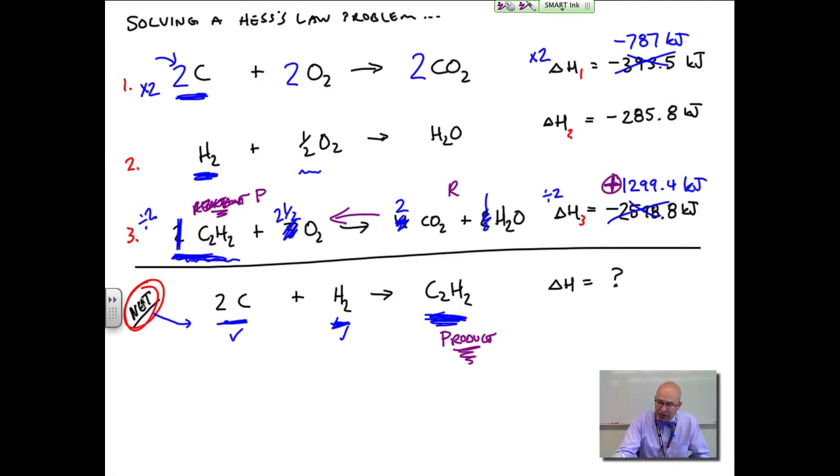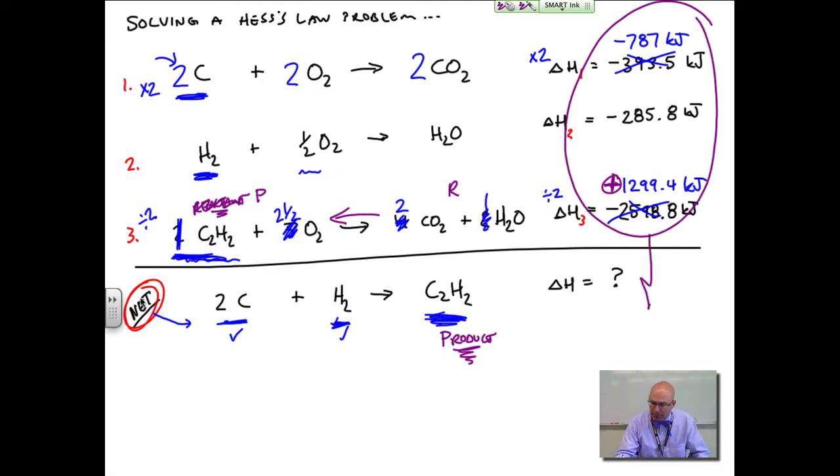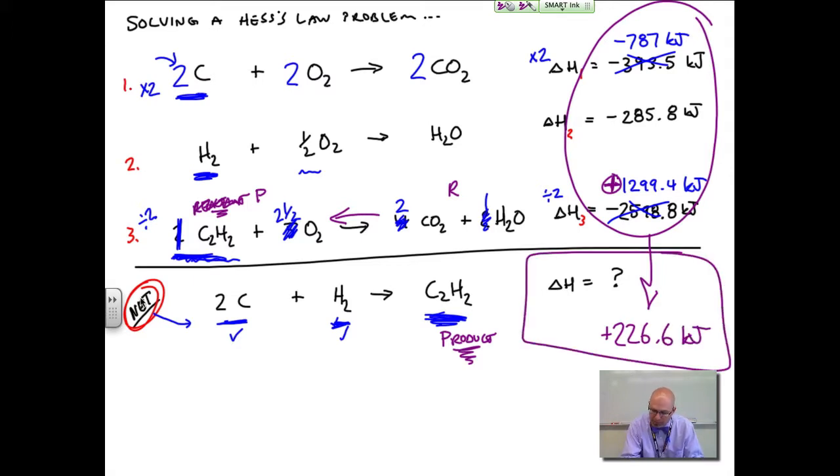And now I would just need to add up the 3 different delta H's. I've got 2 of them that are negative. I should add those up and subtract from the positive one, since the positive one is less than the 2 negatives. When I do all that math, I get a positive 226.6 kilojoules. So that would be my delta H net, positive 226.6.